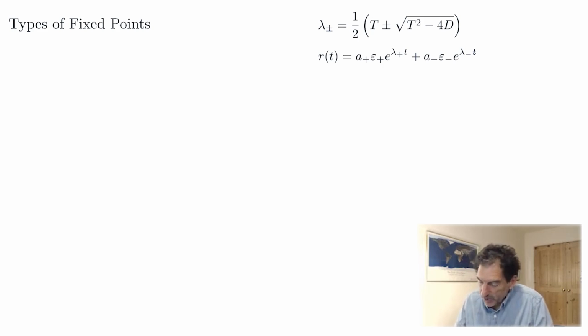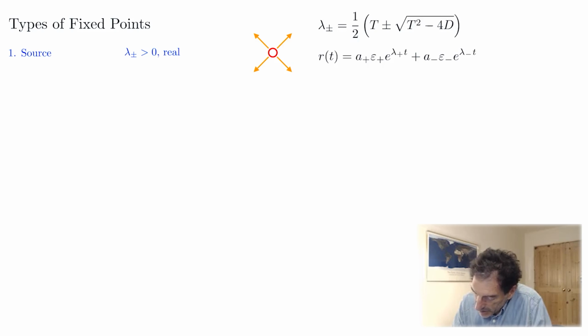So it turns out there are going to be 6 types of fixed points that can possibly exist in the two-dimensional state space. The first one is a source, and this occurs when lambda plus minus are both greater than 0 and both real. And we represent that by an open circle, and then in each of the two eigendirections the flow is away because lambda plus and lambda minus are both positive, and so it's exponential flowing away from the fixed point. So the flow is away in the eigendirections and away in all directions.